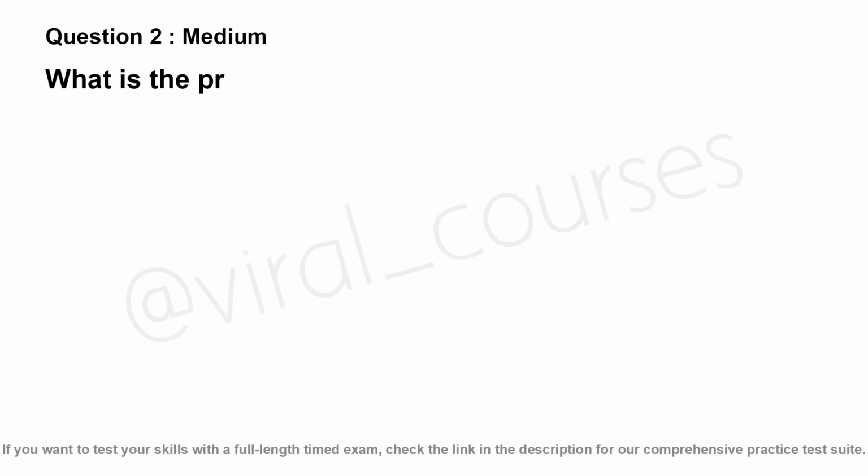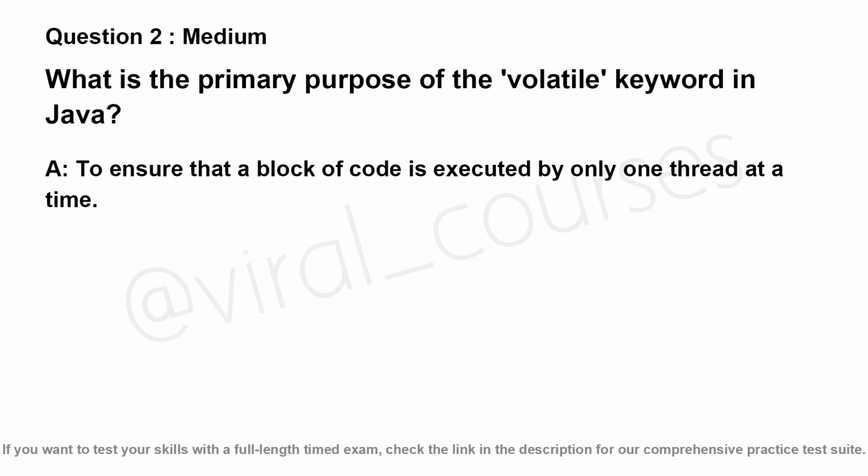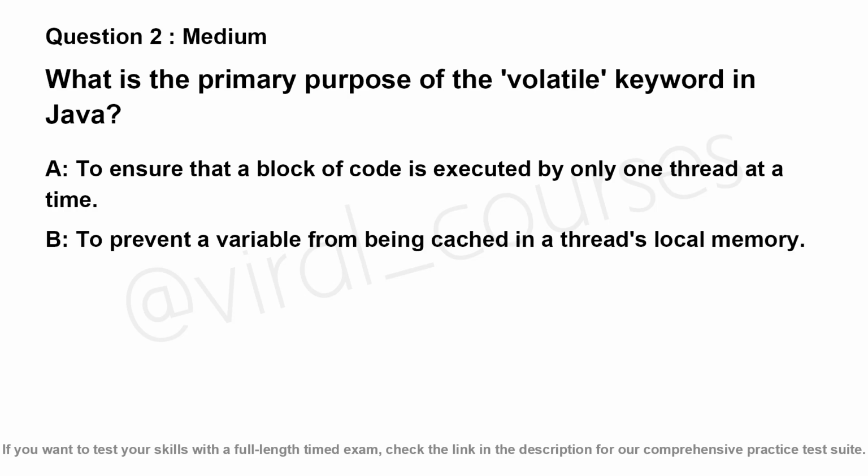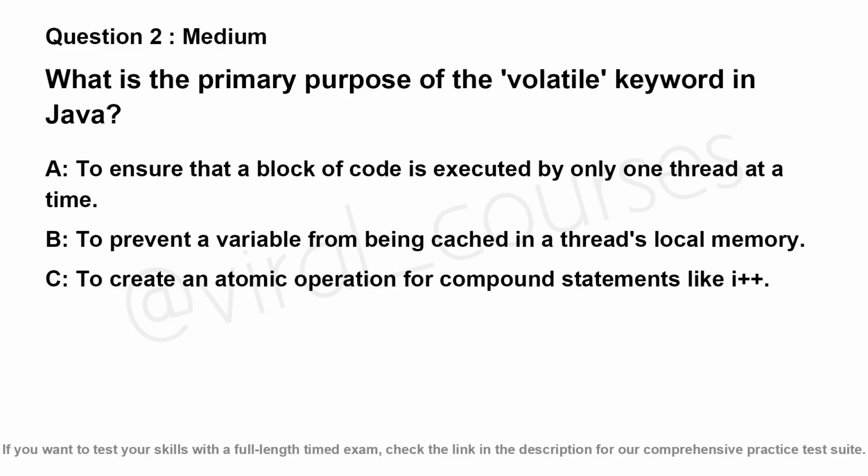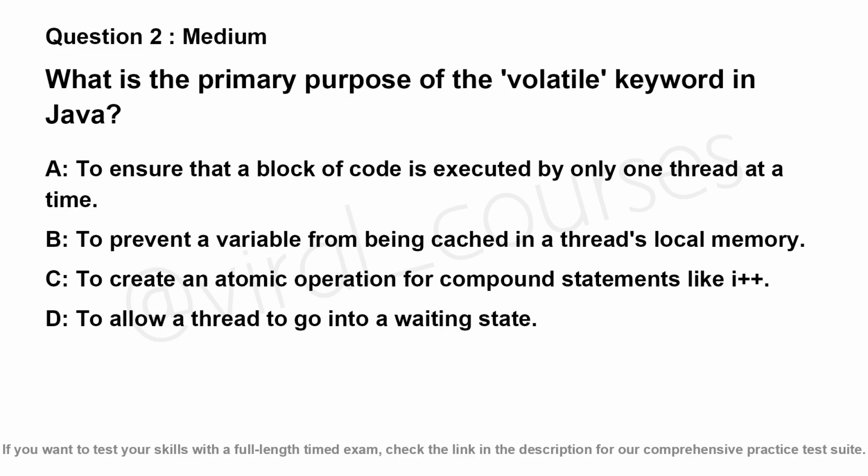What is the primary purpose of the volatile keyword in Java? Option A, to ensure that a block of code is executed by only one thread at a time. Option B, to prevent a variable from being cached in a thread's local memory. Option C, to create an atomic operation for compound statements like i++. Option D, to allow a thread to go into a waiting state.